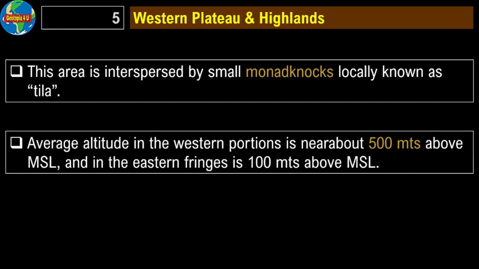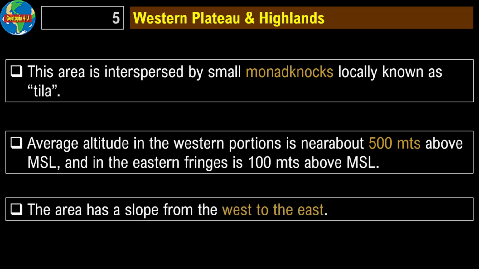Average altitude in the western portions is near about 500 meters above mean sea level, and in the eastern fringes is 100 meters above mean sea level. The area has a slope from the west to the east.